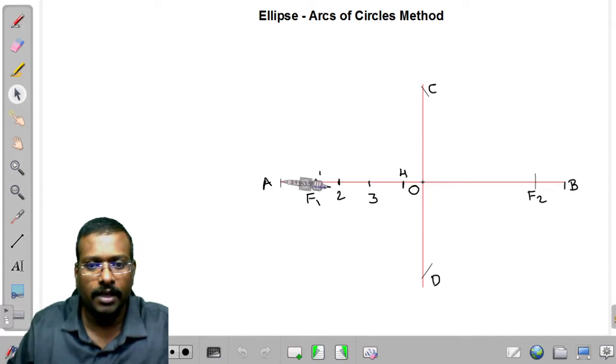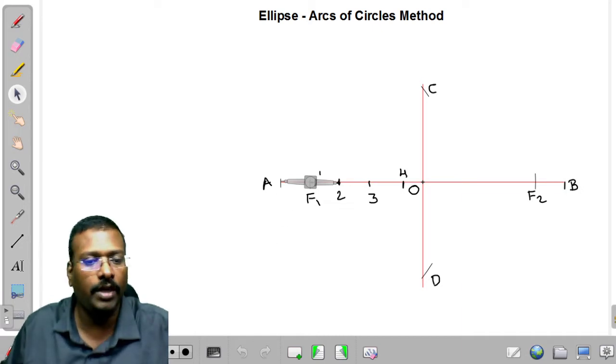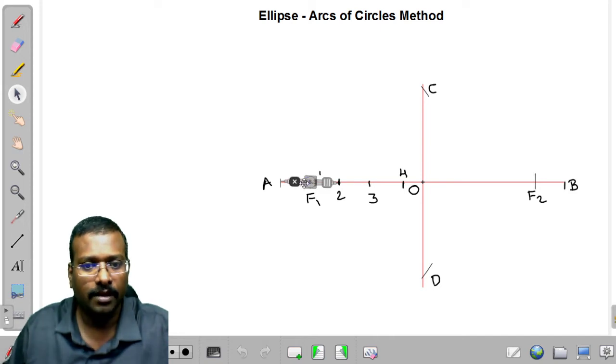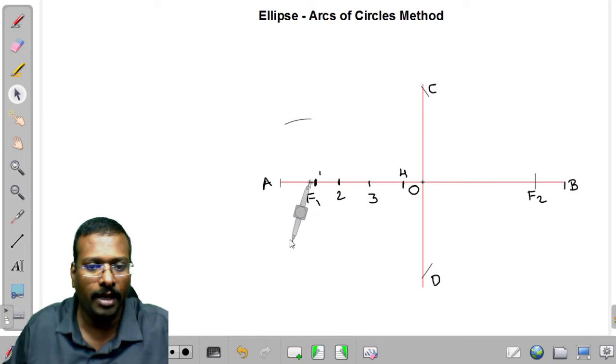So first of all, take A2 as radius. Don't start with 2 because there is a problem with the size of the compass. That's why I can't read. So take A2 as radius, F1 as center. Draw the arcs on both the sides of the axis A B. Here one arc and here it is going to be another arc.